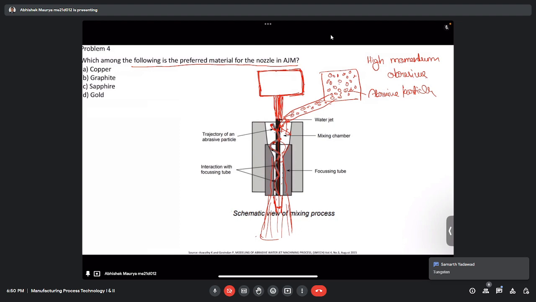Okay, someone has written tungsten. Tungsten is one of the hardest, but not the hardest. Yes, diamond. Diamond is the hardest material known to date. But again, we cannot use diamond everywhere because it is very, very costly. So we have to think of some affordable solution. No, graphite is not very hard.